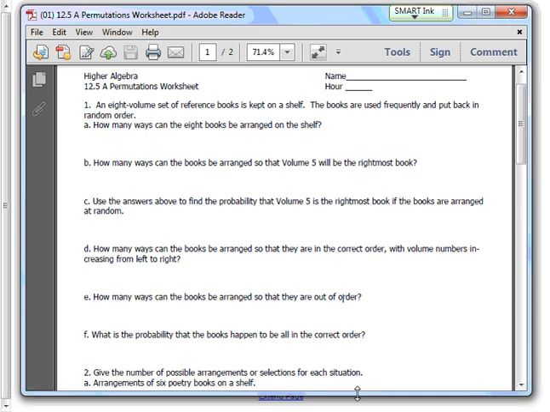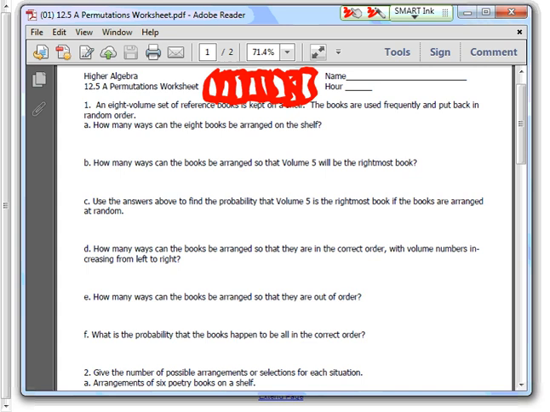Okay. An 8-volume set of reference books is kept on a shelf. There's 8 of them. Picture 8 books in a row like this. There's one book, here's another book, another book, another book. That's 4 of them. 5, 6, 7, and 8 books on a shelf. They got a little wiggly at the end there. How many ways can the 8 books be arranged on the shelf?